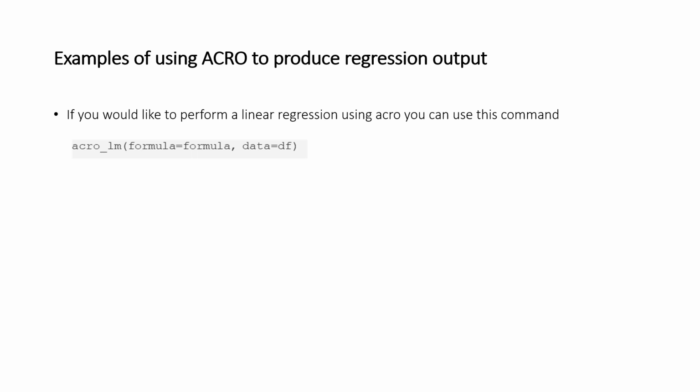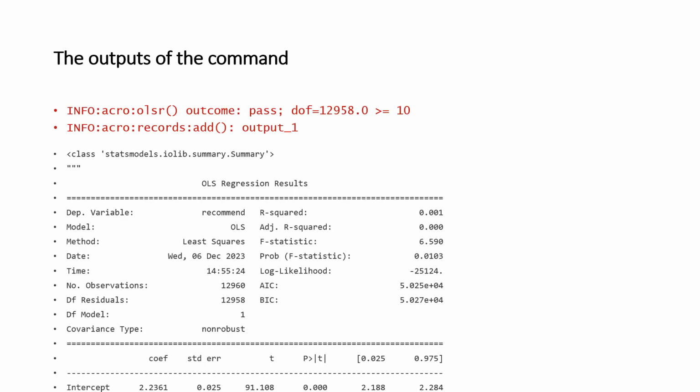ACRO is not only used in producing tables, but can also be used in regression. Here is an example of using ACRO to produce a linear regression using the command acro_lm. The outputs from this command are as we expected: the feedback from the disclosure checks in red, showing that the output passed the check of the degree of freedom, and then the actual output is shown in black.